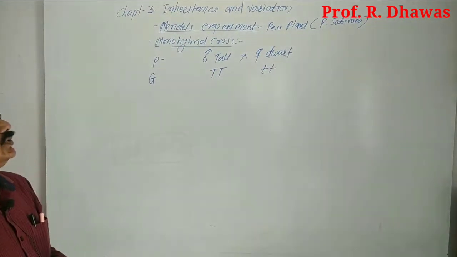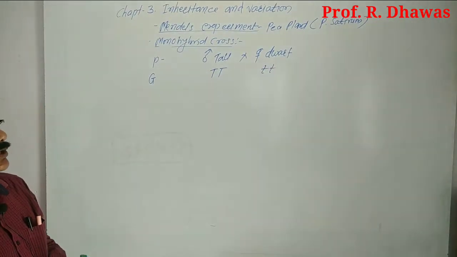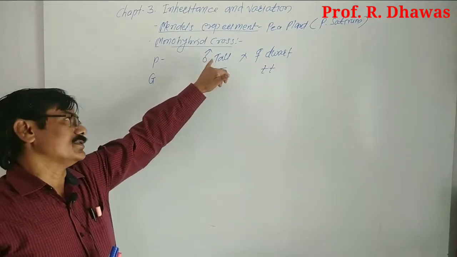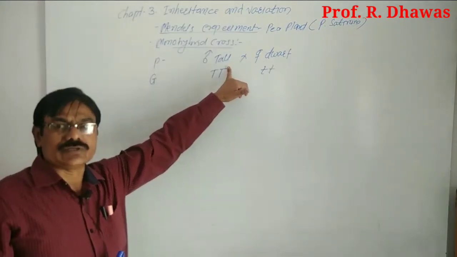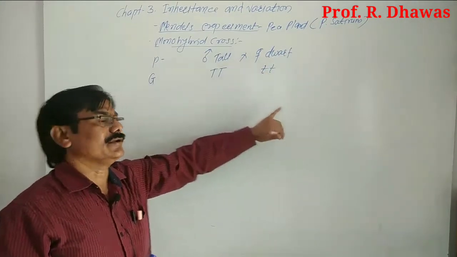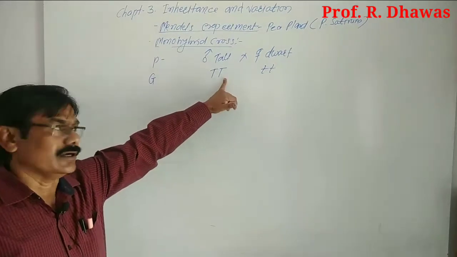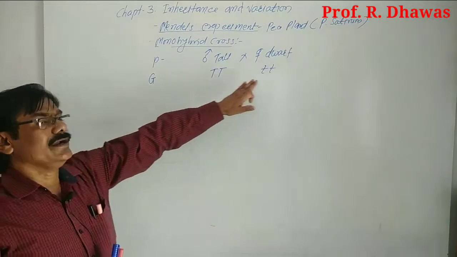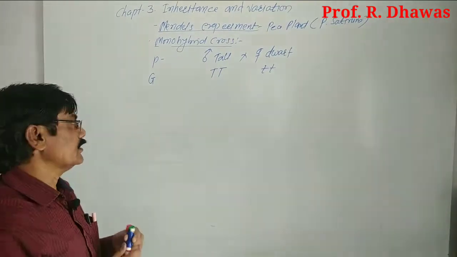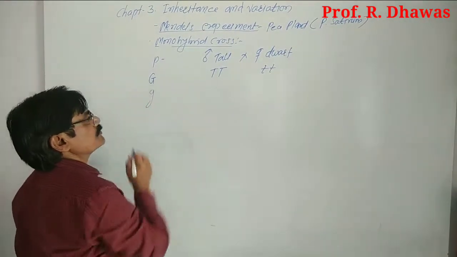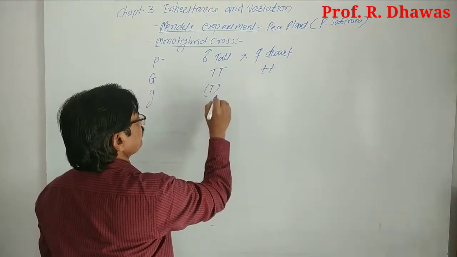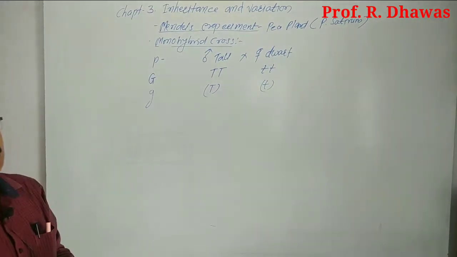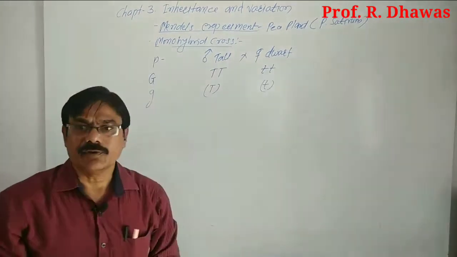Because we write 2 letters here, capital letter and small letter, we know that in each and every individual there is a diploid number of chromosomes. So we write paternal side and maternal side alleles. Capital T capital T and small t small t are the genotypes. Then the gametes produced are all of the same type, capital T and small t, because the parents are pure breeding plants.